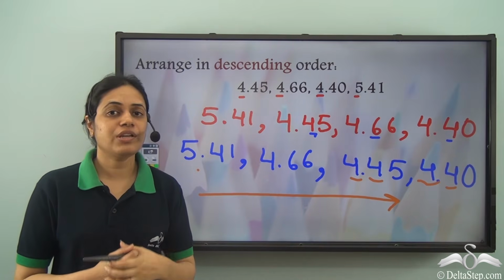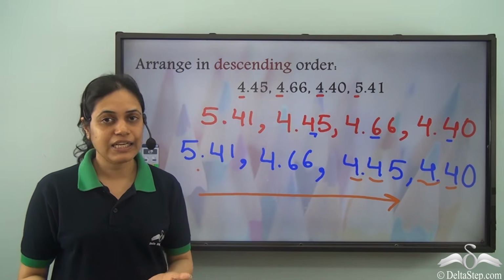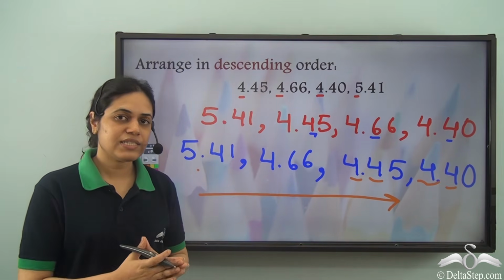So this is how you can arrange decimal numbers, any number of decimal numbers in ascending or descending order.